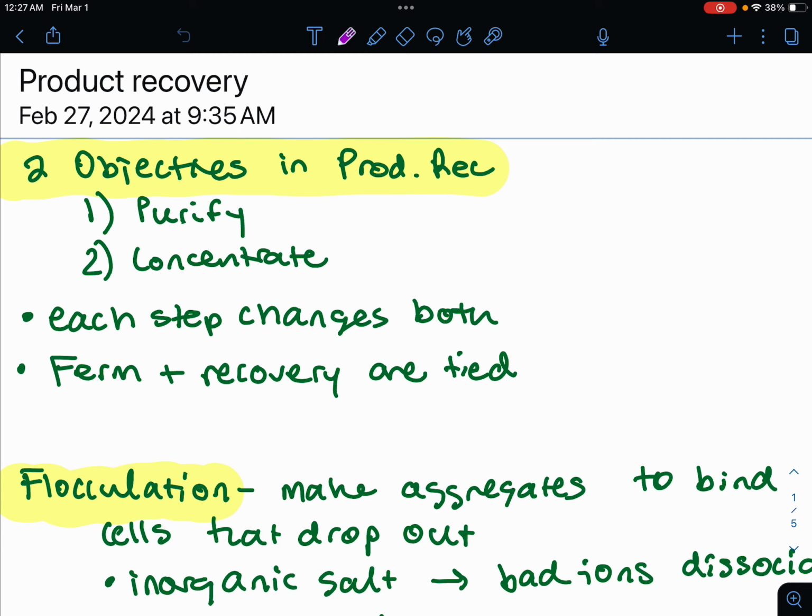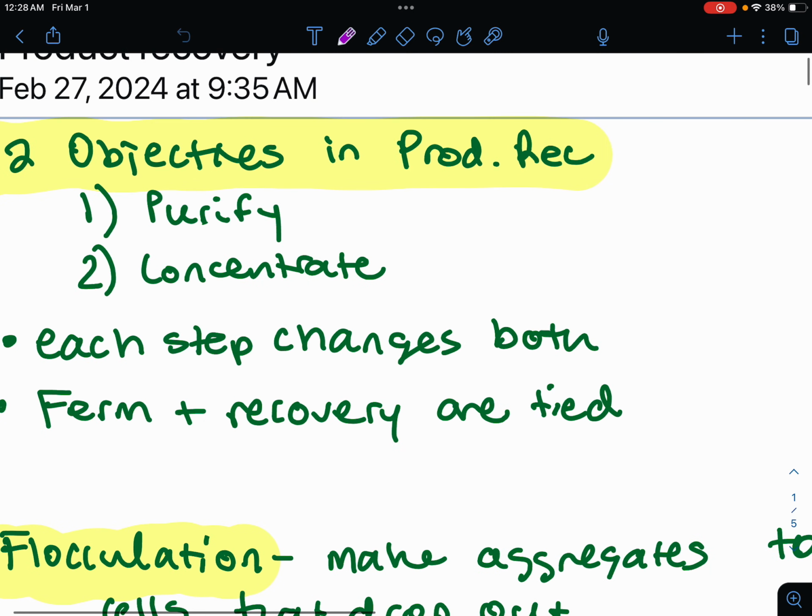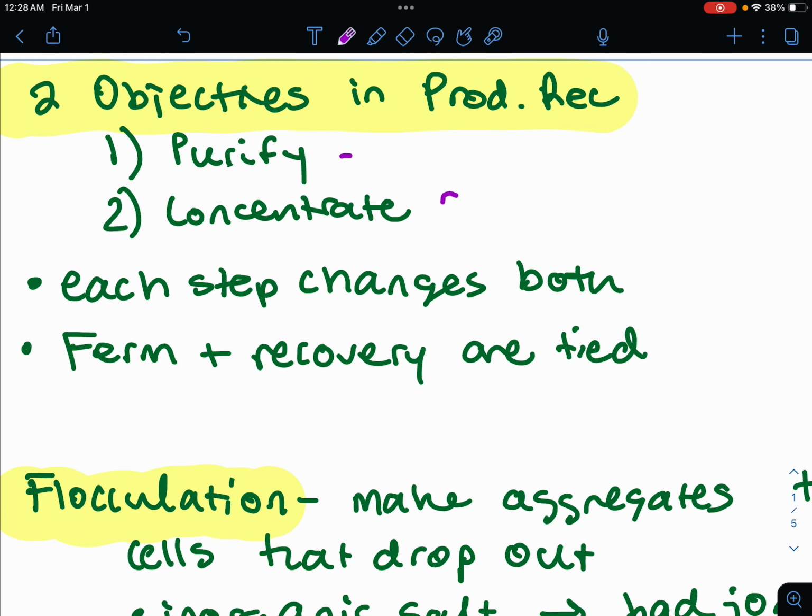Alright, so this is going to be product recovery as well as purification. Product recovery has two objectives. We want to purify and we want to concentrate our product once we've made it in the bacteria. Each step in the recovery will change both of these parameters. So every time you do a step to concentrate, it'll also change the purification. And of course, you're going to change the concentration when you're trying to optimize it. However, the ideal recovery process will optimize both, making both the purification and the concentration happy.